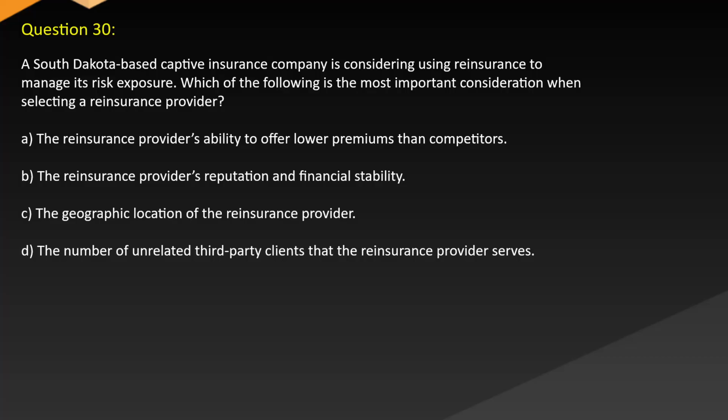Question 30. A South Dakota-based captive insurance company is considering using reinsurance to manage its risk exposure. Which of the following is the most important consideration when selecting a reinsurance provider? A. The reinsurance provider's ability to offer lower premiums than competitors. B. The reinsurance provider's reputation and financial stability. C. The geographic location of the reinsurance provider. D. The number of unrelated third-party clients that the reinsurance provider serves.